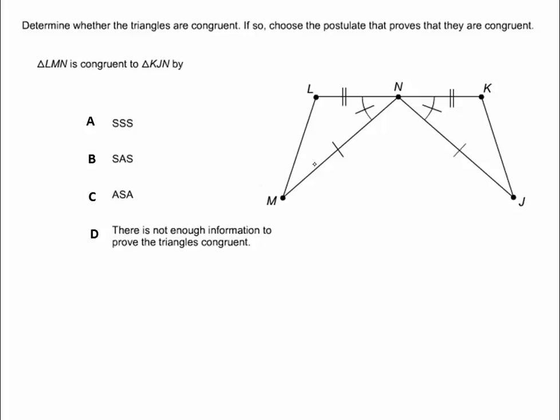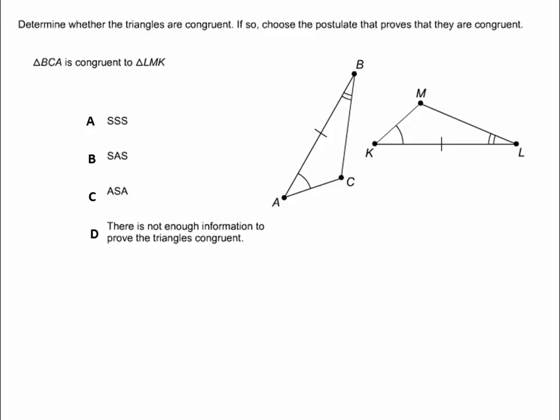On this one, we've got a side, an angle, and a side. And that works right there. Choice B. On this one, let me see what we got here. We got angle, side, angle. I'm making sure everybody corresponds, and they do. So it's going to be angle, side, angle. ASA.